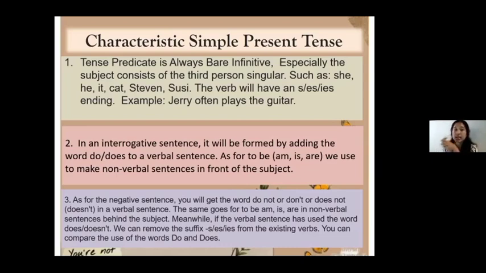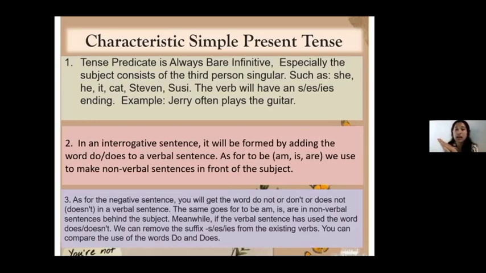Jadi di sini misalnya jika kita ingin membuat sebuah kalimat tanya, kita tinggal menambahkan kata do atau does untuk membuat sebuah verbal sentence. Dan kita menggunakan to be, is, are untuk membuat sebuah kalimat non-verbal. Dan ingat, to be diletakkan di depan subjek. Begitu juga berlaku dengan kalimat verbal sentence.